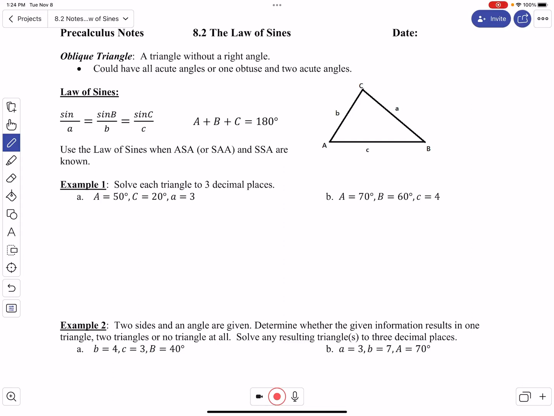This is section 8.2, Law of Sines. So law of sines is going to apply when we have an oblique triangle, which is when you don't have a right angle. They can have all acute angles or one obtuse and two acute angles.